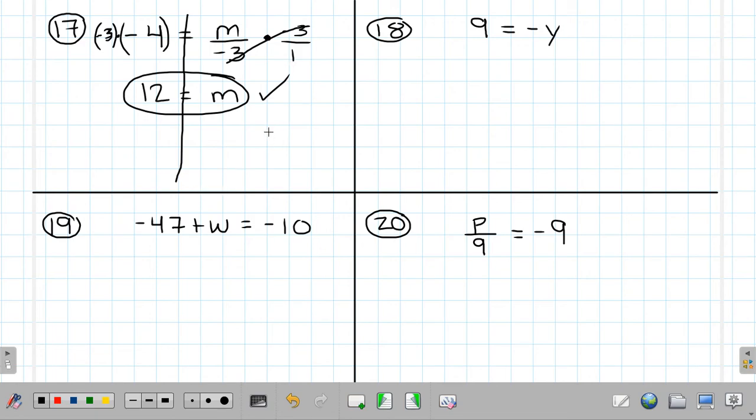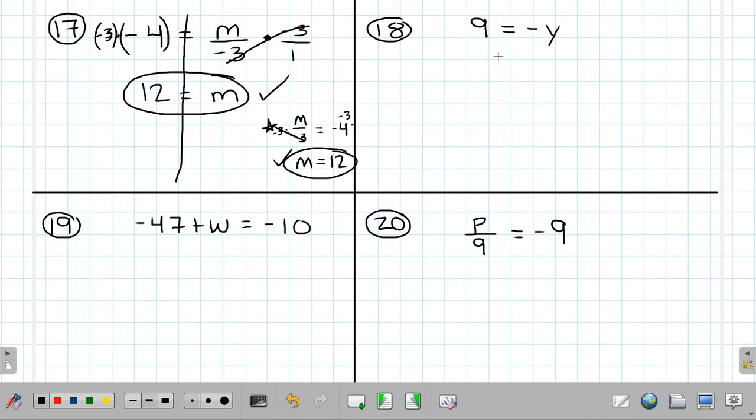Like I said, you could go over to the side and write it like this, and then do the same exact steps. So the whole point there, those go away. m is equal to negative 3 times negative 4, which is 12. So like I said, whatever way makes it more comfortable for you. But notice it's the same operation, the same step to solve the equation, which is multiply times negative 3.